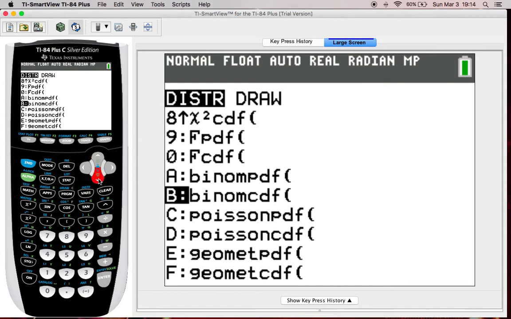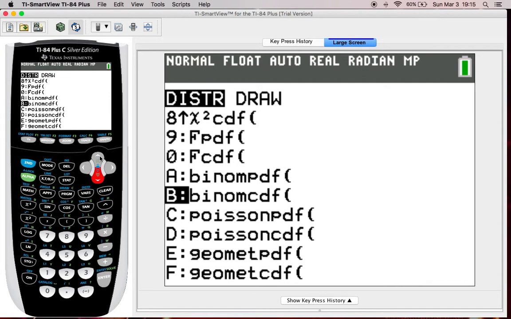Binomcdf, CDF stands for cumulative. So it is going to give you the probability of everything less than or equal to the value that you put in. I'm going to say that one more time because that's very important. Binomcdf gives you the probability of everything less than or equal to the value you give it for x. And we'll see how we're going to have to use that here in a minute.